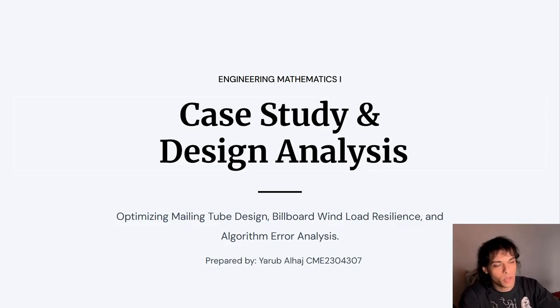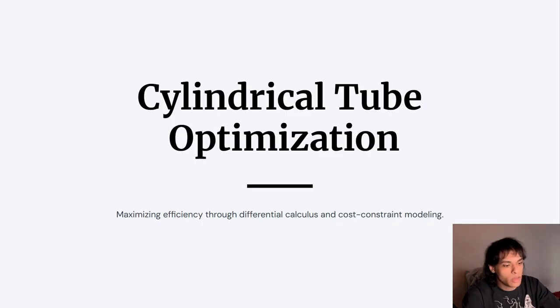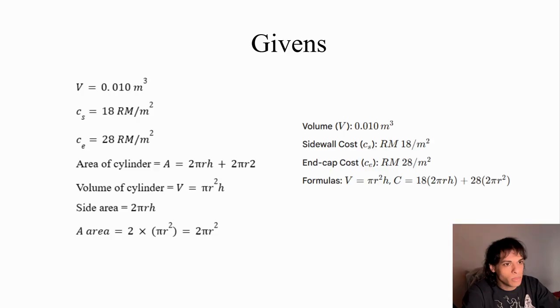This is a presentation regarding the assignment for engineering mathematics. I'm going to be presenting three main problems that were presented in this assignment. So the first one is about a cylindrical tube. We are tasked to design a cylindrical tube for mailing A4 papers, and we are given some dimensions. We're given the volume, and we're given how much each side is going to cost.